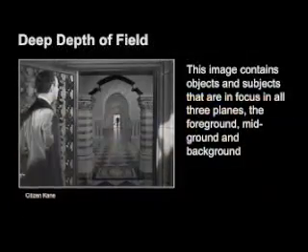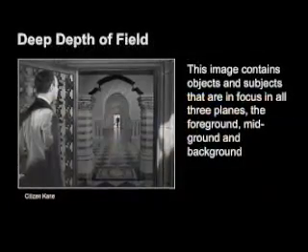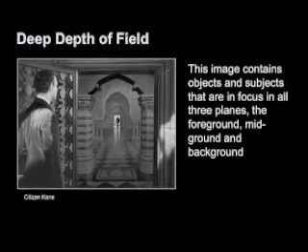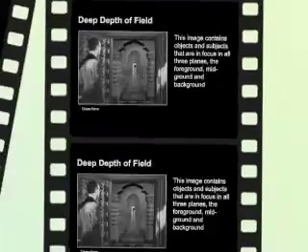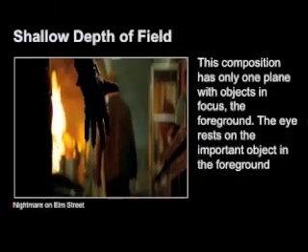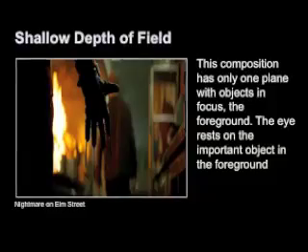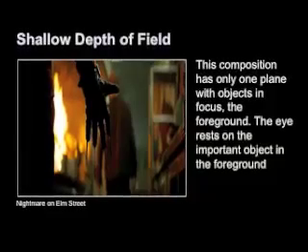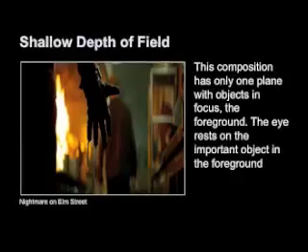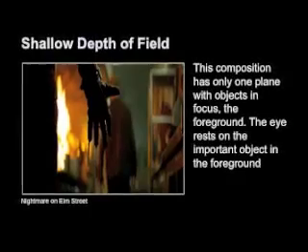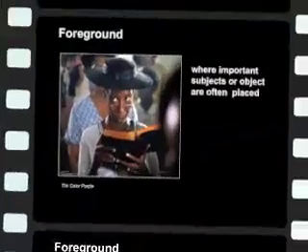This still from Citizen Kane has a deep depth of field. The image contains objects that are in focus in all three planes: the foreground, midground, and background. The shallow depth of field example from Nightmare on Elm Street, this composition only has one plane with objects in focus, the foreground. The eye rests on the important object in the foreground.